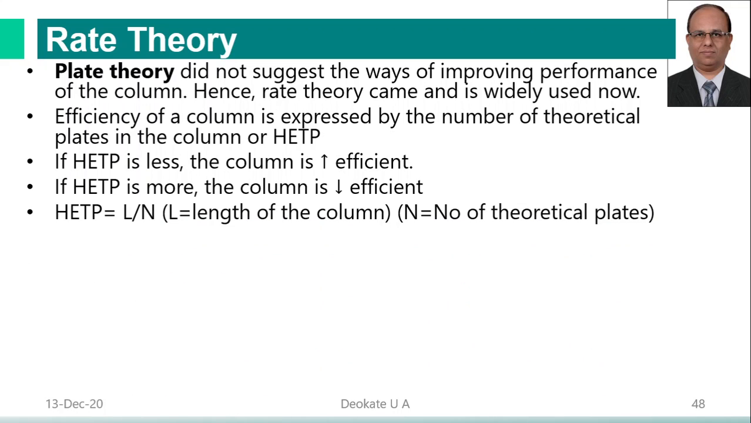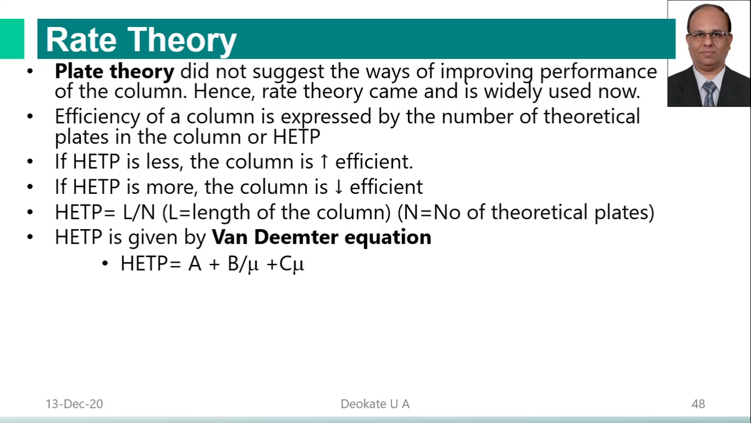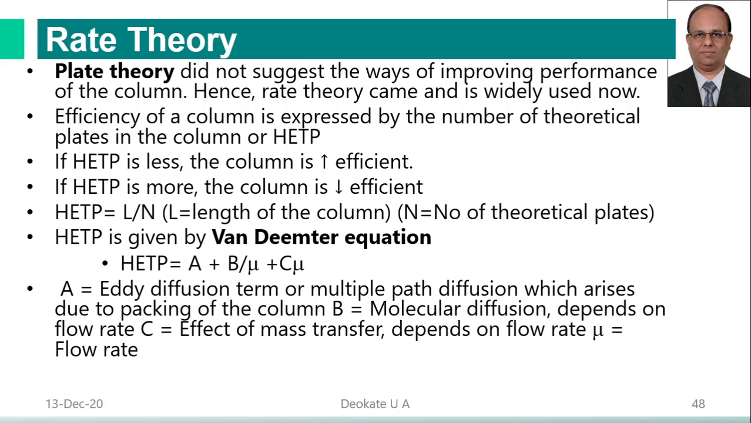So we can write HETP = L/N, where L is the length of the column and N is the number of theoretical plates. So the height, HETP, is inversely proportional to the number of theoretical plates. HETP is given by the Van Deemter equation in the rate theory as HETP = A + B/μ + Cμ. So this is called the Van Deemter equation, where individual terms are included.